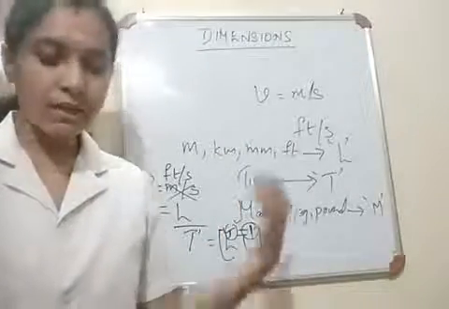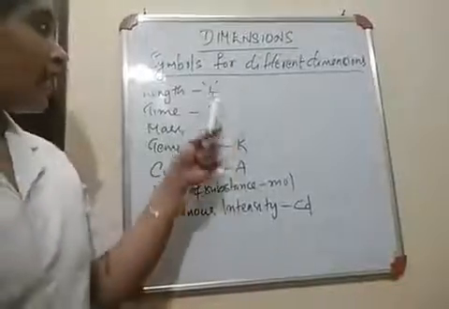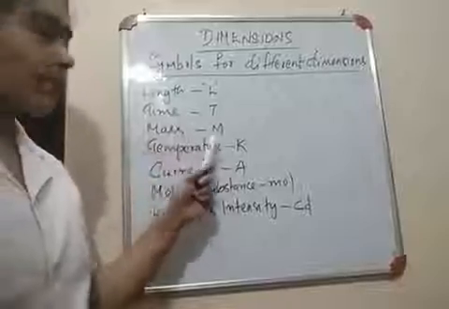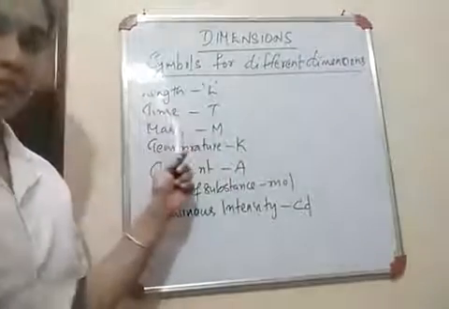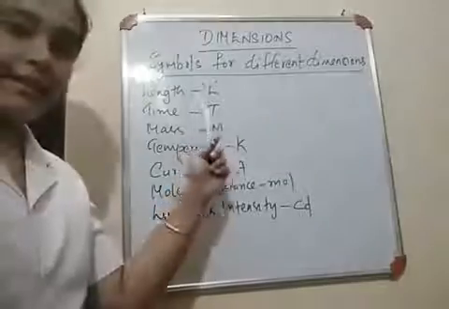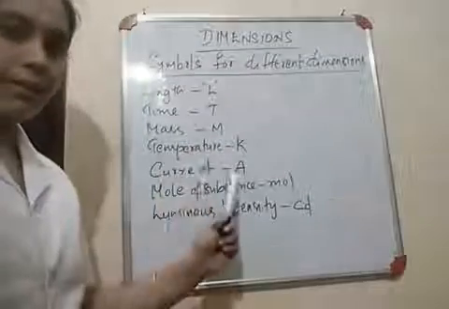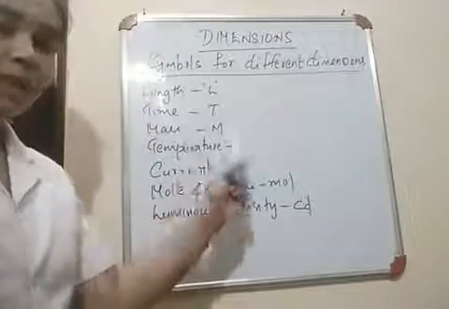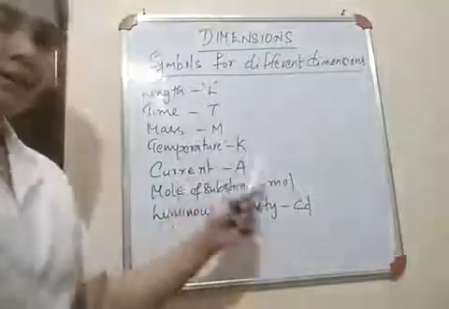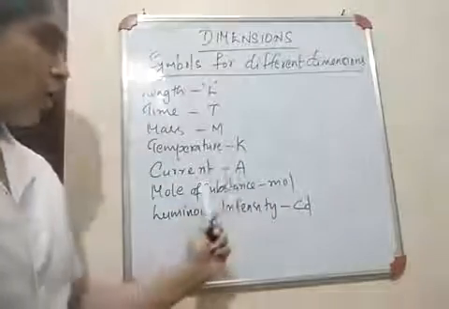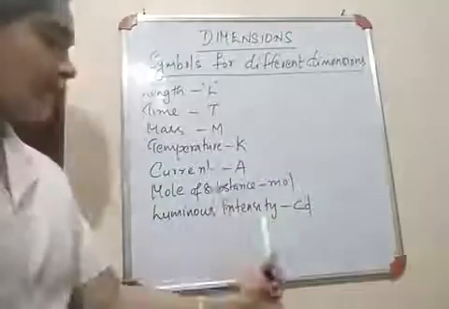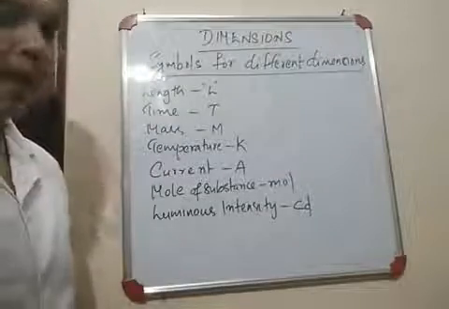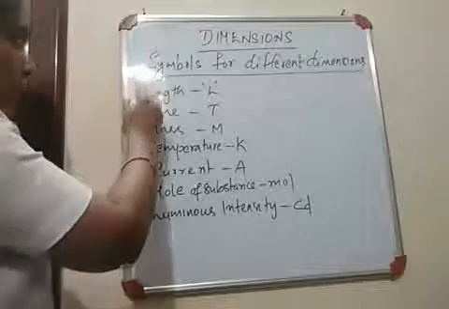So let's discuss the symbols. Children, these are the symbols for different dimensions. Length is usually expressed as L. And time, in dimension form, is represented as T. Whenever we write mass in dimension form, it should be expressed as capital M. Temperature, Kelvin, K. Current, A, meaning ampere. Mole of a substance, mole. Luminous intensity, CV.